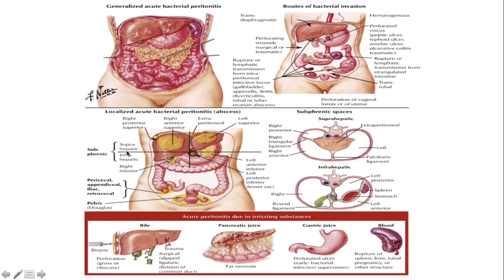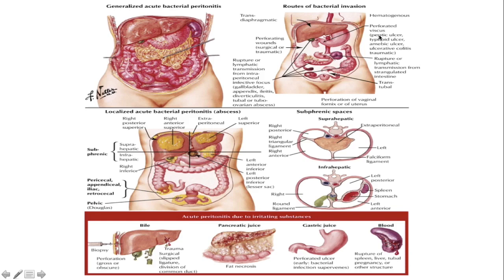So, for example, you can have subphrenic abscess. You can have peritonitis secondary to appendicitis, or you can have peritonitis just localized in the pelvis, secondary to pelvic inflammatory diseases, etc. The top right shows you, in terms of infectious peritonitis, there are several routes of bacterial invasion, which can be hematogenous. So let's say you have an infection somewhere and then you have bacteremia, and the bacteria can seed into the peritoneal lined cavity or spaces and cause secondary peritonitis.